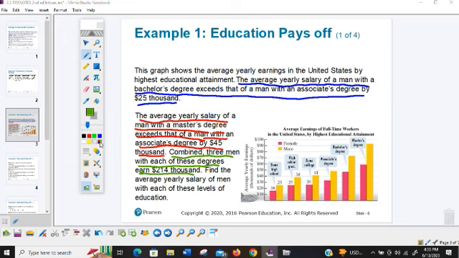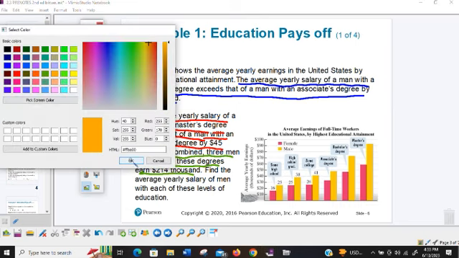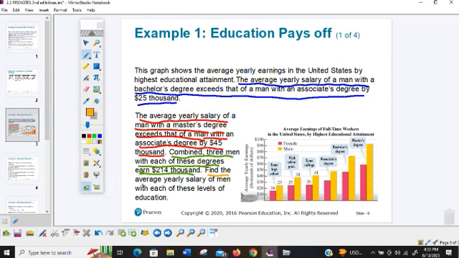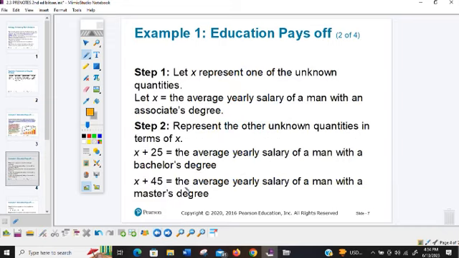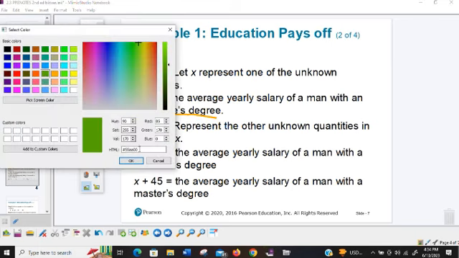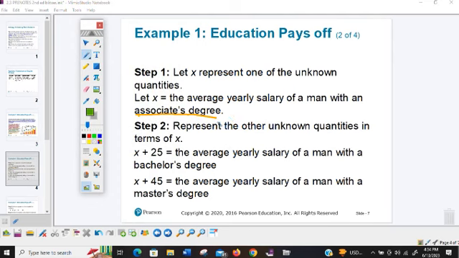Then lastly, what are we looking for? What are they trying to find? It says find the average yearly salary of a man with each of these levels of education. Okay, so we want to find the average yearly salary for men with an associate degree, of men with a bachelor's degree, of men with a master's degree. So let's see what we can figure out. So let's go through the steps. First thing we want to do is let X represent a man with an associate's degree. Okay, that's where we have to start because that was used in all the problems. That's kind of your hint. They kept using associate's degree over and over again, which means that's going to be your X.